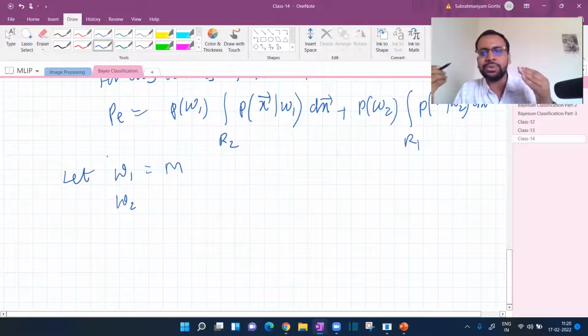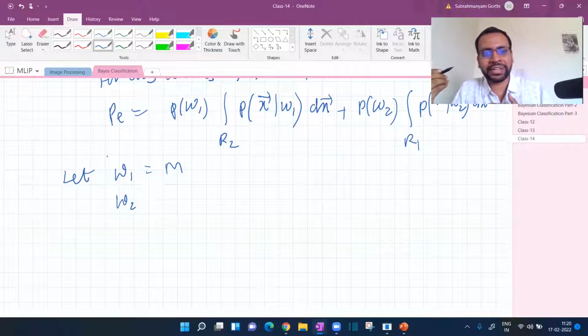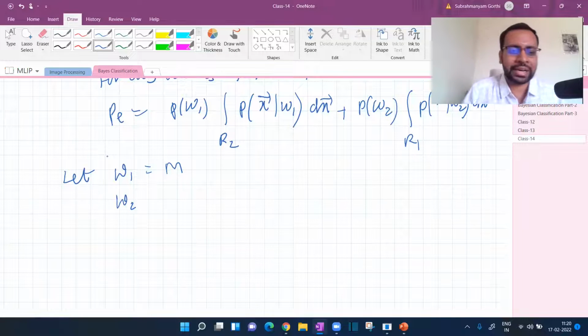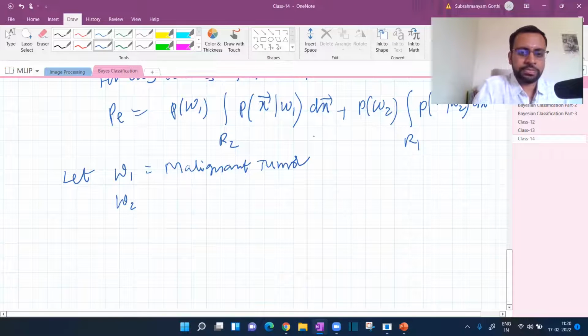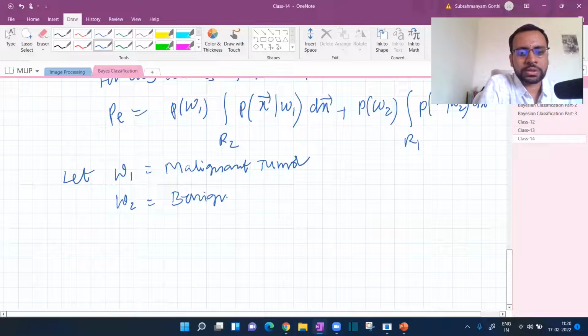Otherwise, whatever I do later, all the math looks pretty dry. There is a motivation for doing this. So I'm giving you one practical example here. Let this represent the class of a malignant tumor. Similarly, let omega 2 represent a class of benign tumor.